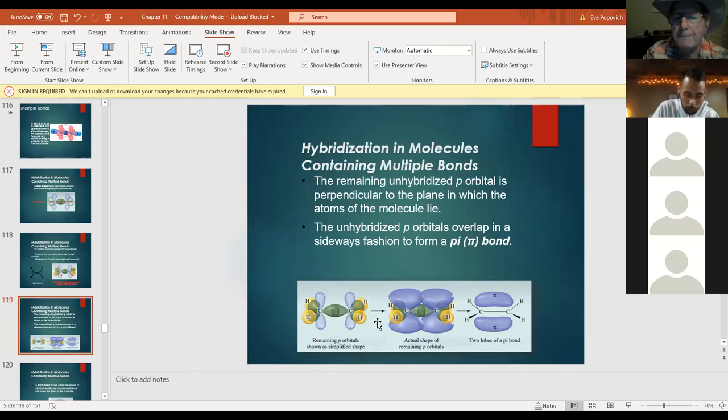Okay. Let's say I have another carbon out here that's also in an sp2 hybridization. Does that next carbon have a free p orbital?